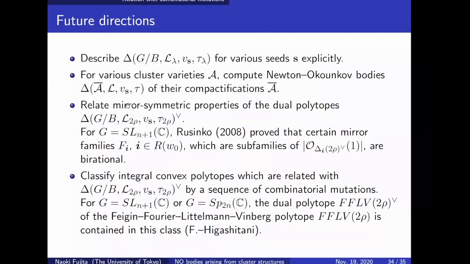For instance, in the case of SL, Rusinko constructed a certain mirror family as a subfamily of the anticanonical local system, of the dual of the string polytope. And Rusinko proved that these families are all birational. I'd like to know such relations for arbitrary type and arbitrary valuation V_S.